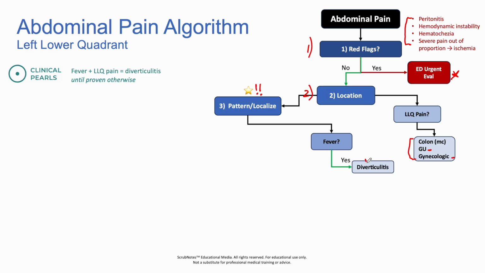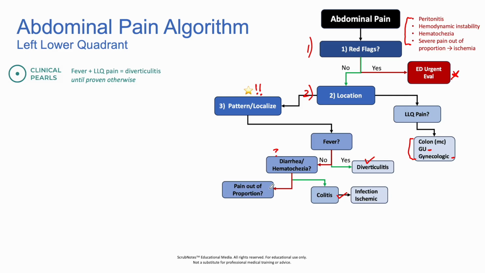Next, our key step is pattern and localization. So is there any fever? If yes, that's indicative of diverticulitis. If no, we want to ask if there's diarrhea or hematochezia. If there is, colitis could be at play with an infectious or ischemic cause. If there's none of that, then we want to ask about pain being out of proportion. If that's the case, that could be ischemic colitis.